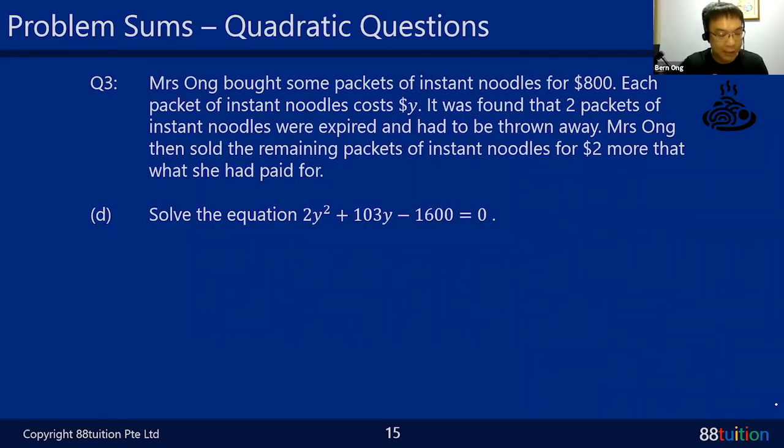How? Press calculator. Come, press manual. Press 5, press polynomial, degree is 2. Press 2 equal, 103 equal, negative 1600. Press equal. You will see that the answer is what? A very nice answer again. The answer is y is equal to 25 over 2. In the center, leave a blank so that you can fill in the steps later. Or y is equal to, press your calculator, negative 64.